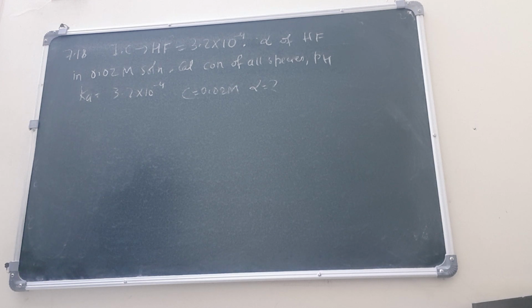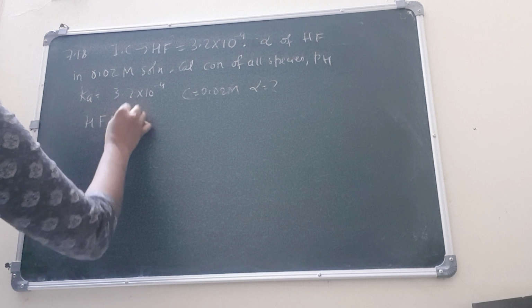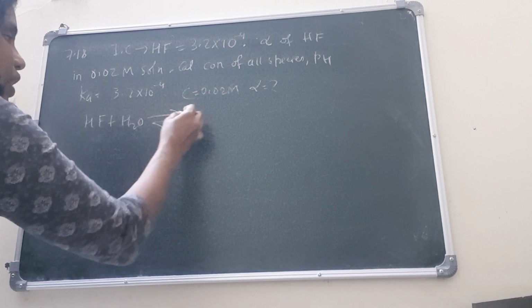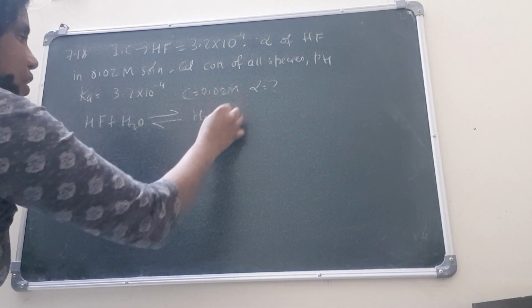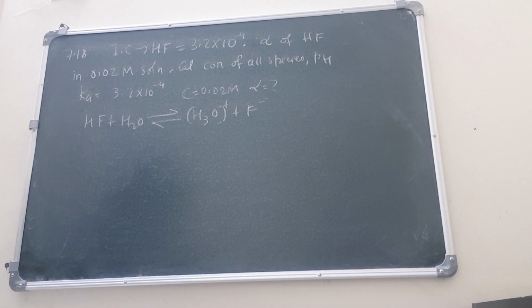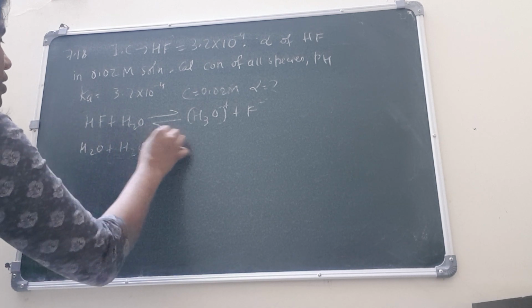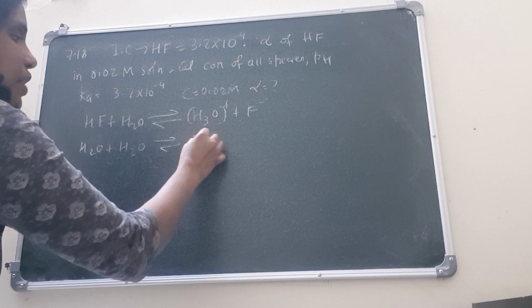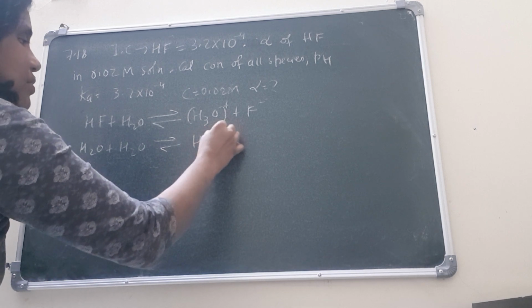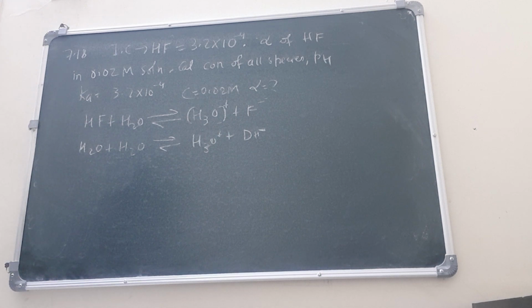Now, let us write the reaction. So, what is the reaction? That is a weak acid and it is getting ionized or dissociated into hydronium ions plus fluoride ions. This is one. There is also a reaction which is happening every time. That is, water giving you H3O plus and OH negative.